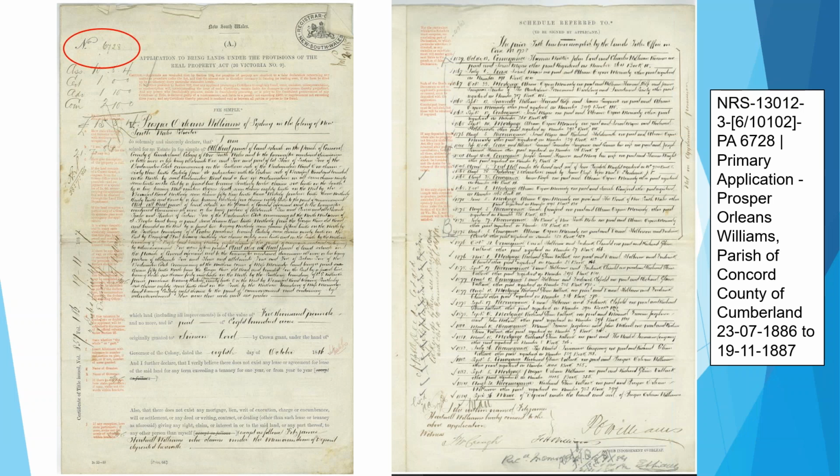Now looking at this next screen, what we see here is just a copy of the form that Prosper would have submitted with his primary application. So it tells us the extent of the land on the front there, and then the second page that you can see is a schedule of the documents showing the chain of title over the years. Now this land was first owned by Simeon Lord. Simeon Lord received this as an 800-acre land grant in 1816.